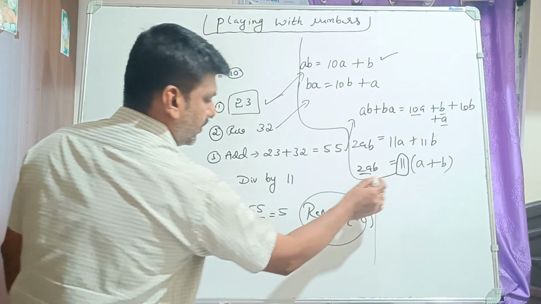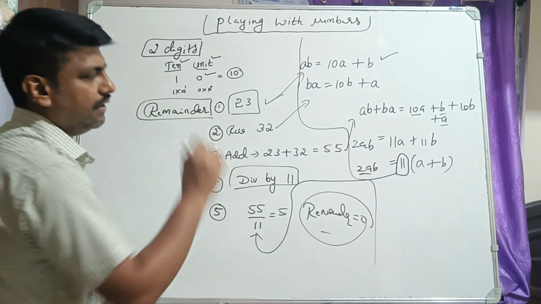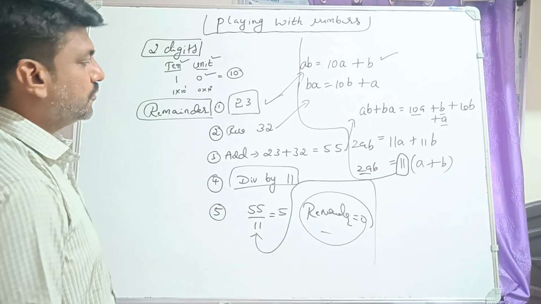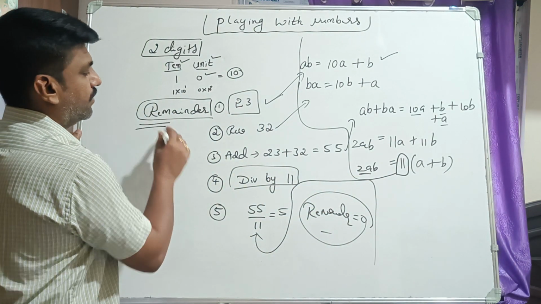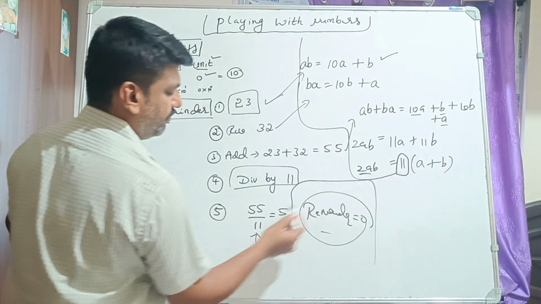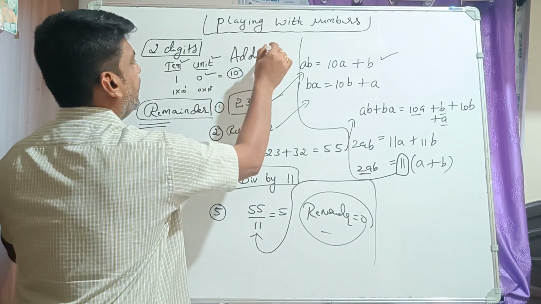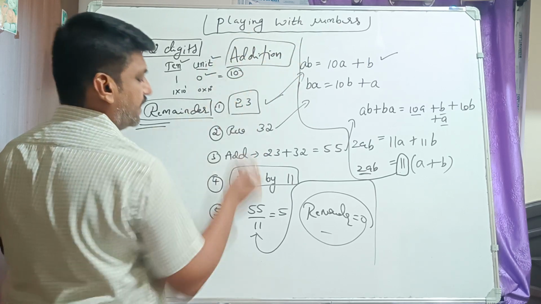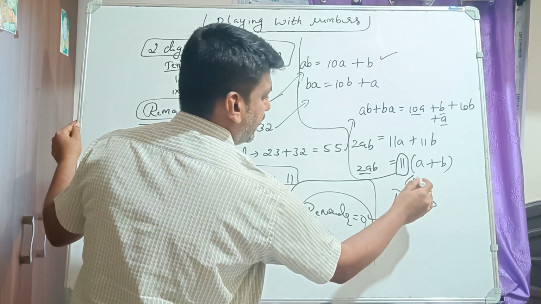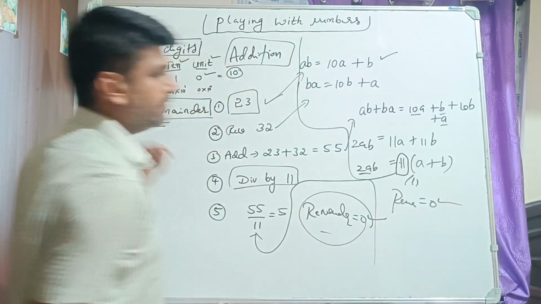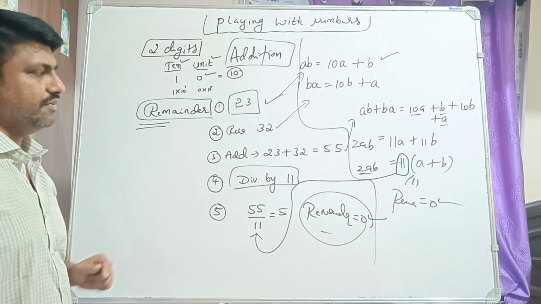Now just look at and observe this. This is the number which we are going to take for the division, and we divide it by 11. That is the theory behind playing with this number about the remainder. If I divide the result of the addition process by 11, the remainder I am going to get is 0. So this is the case with respect to addition.